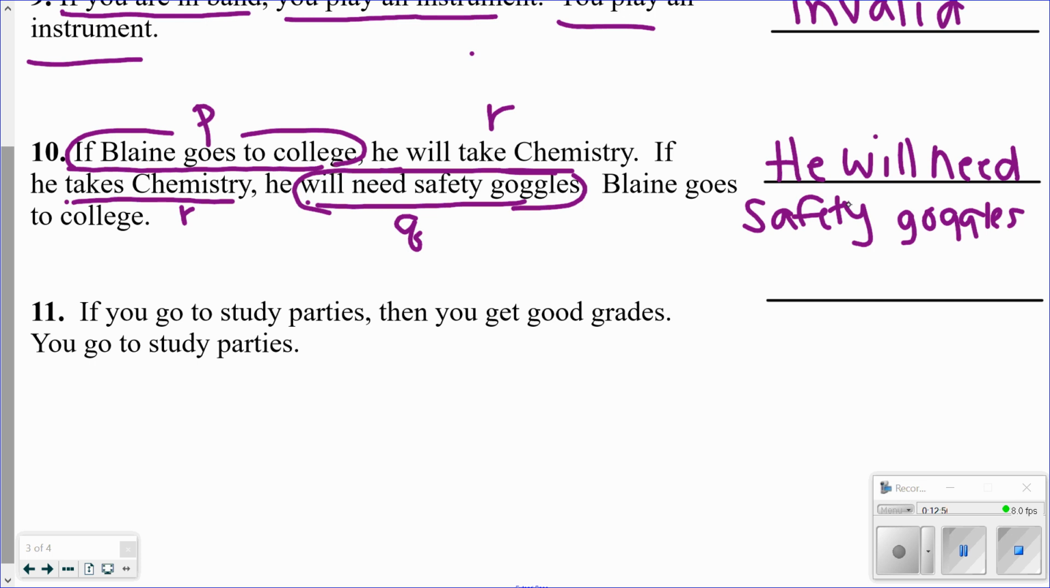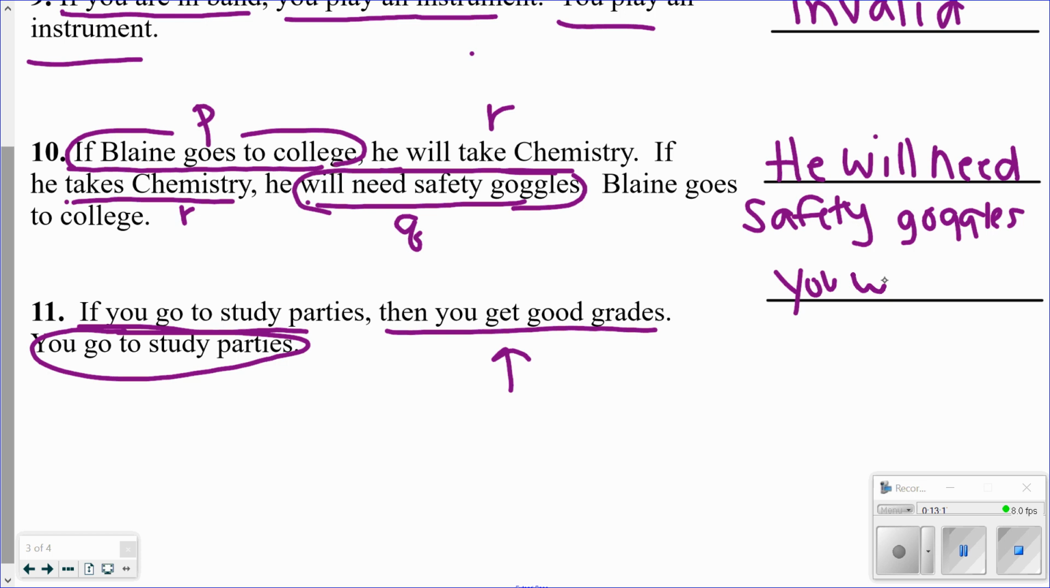Number 11, if you go to study parties, then you will get good grades. You go to study parties. All right, so what can we conclude? So let's go back to our original statement. If you go to study parties, then you will get good grades. The next sentence starts with you go to study parties, so we can then conclude you will get good grades.